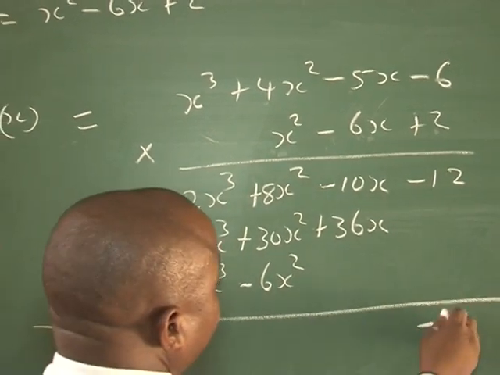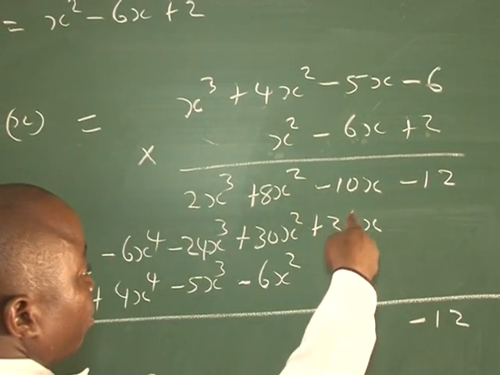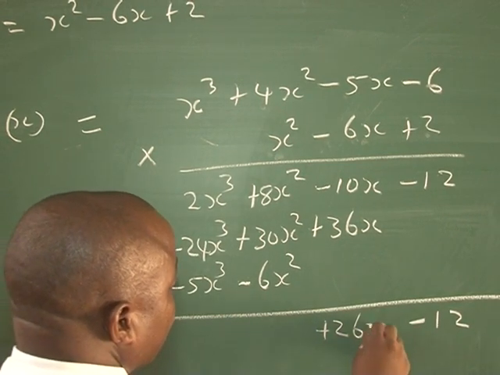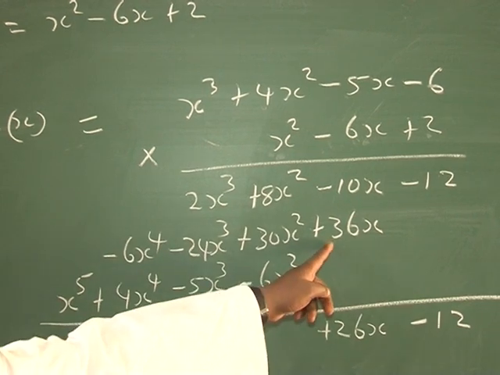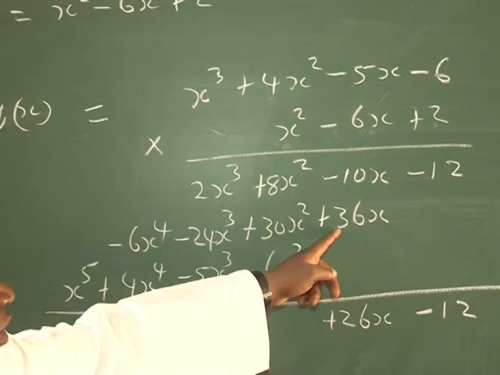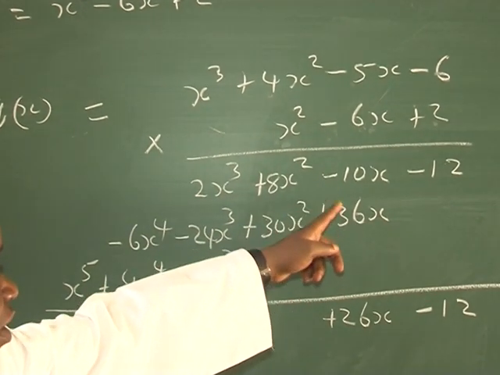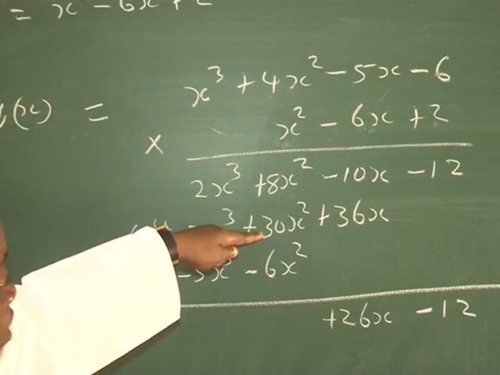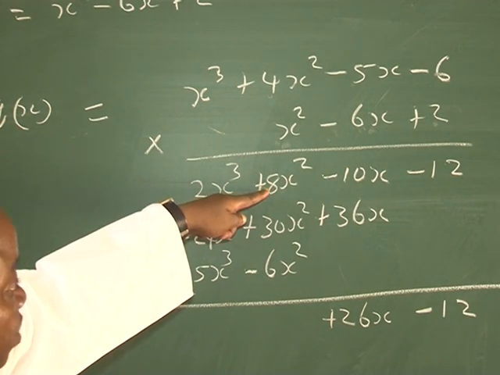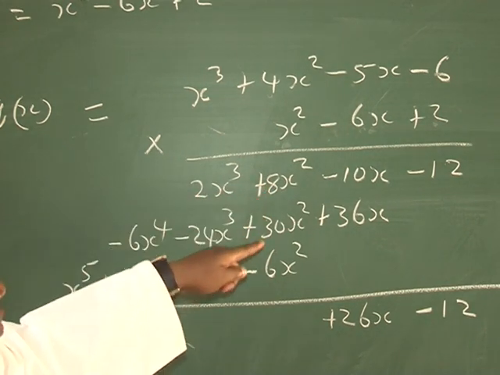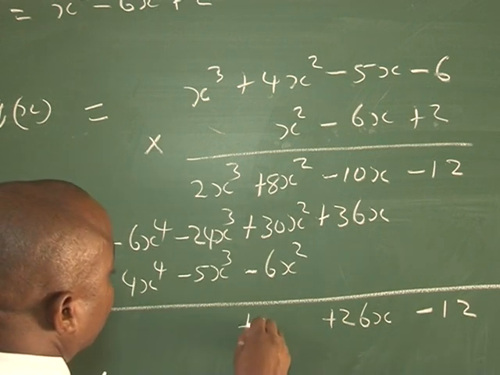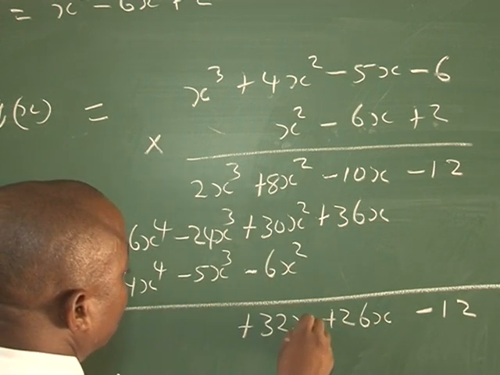So here we have minus 12. We go here, we have plus 26x, that is 36x minus 10x give us 26x. Okay, so 30x squared plus 8x squared will give us 38x squared minus 6x squared. We have plus 32x squared.